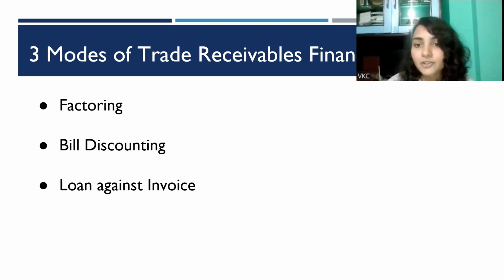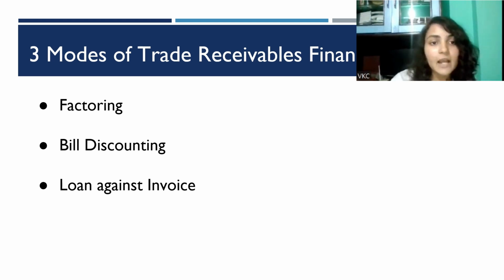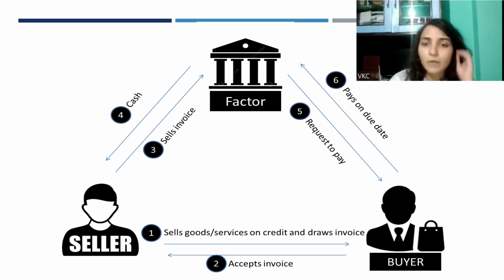Factoring is a financial transaction where a business sells its accounts receivables to a third party, known as a factor, at a discount. The factor then collects the payments from the customers. So let's see how factoring works with the help of these six steps. Step 1. A business sells goods or services on credit and draws an invoice on the buyer.